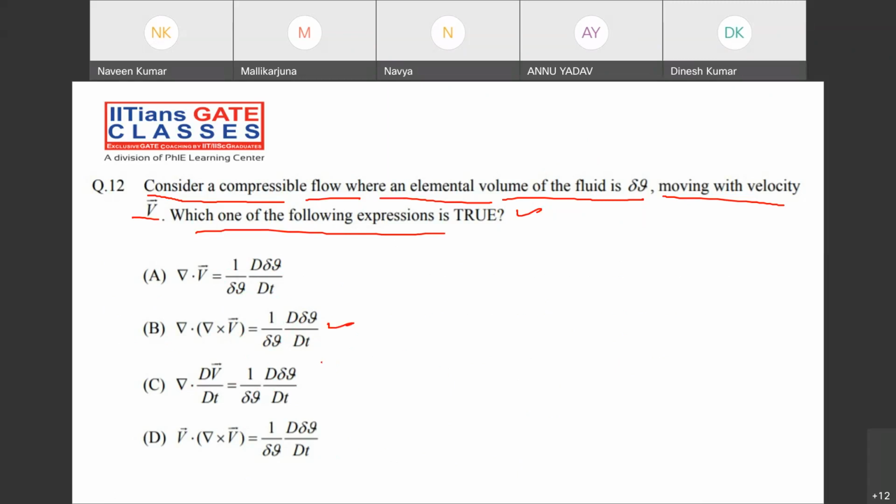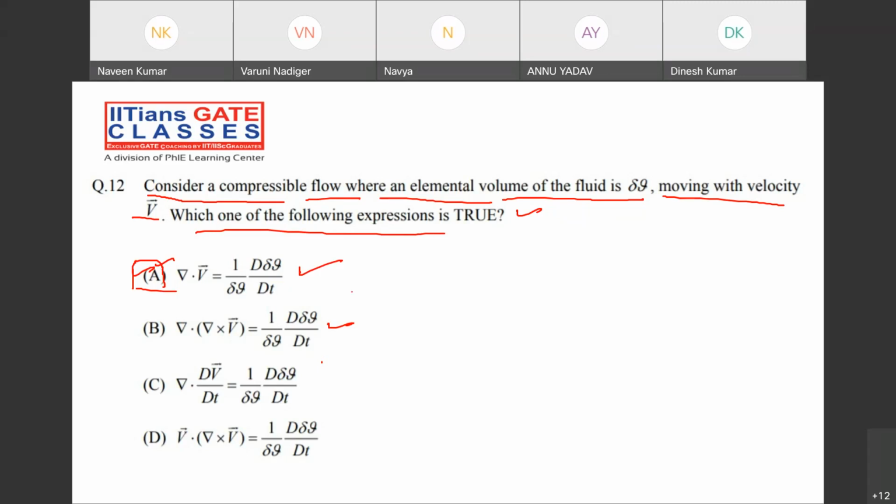Option A. Yes, the first one, very good. So that is the question asked in GATE. Based on this physical significance of the divergence of velocity, you can expect questions related to the gradient of a scalar field as well.